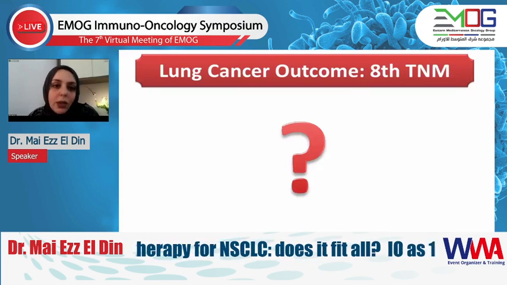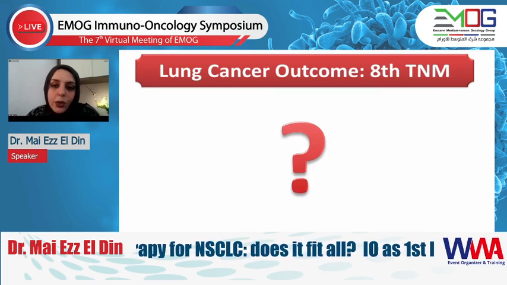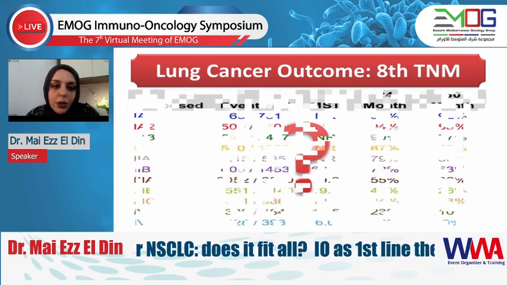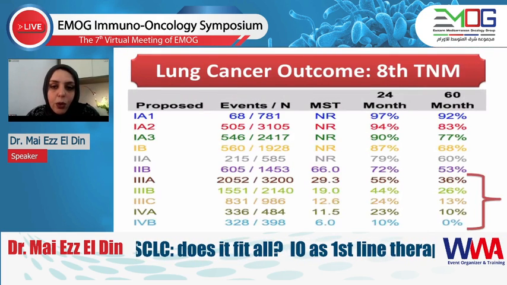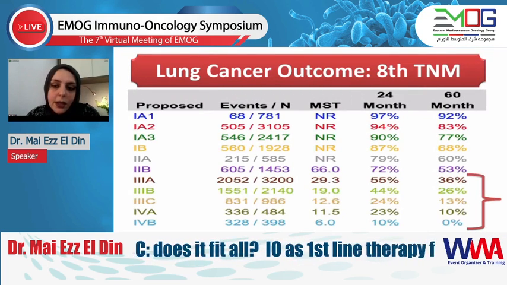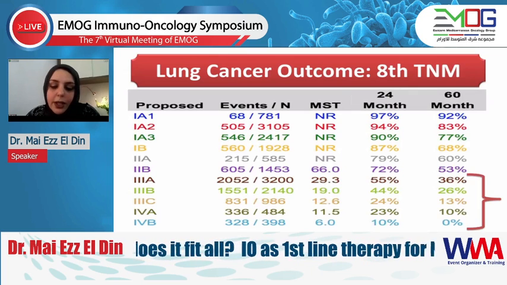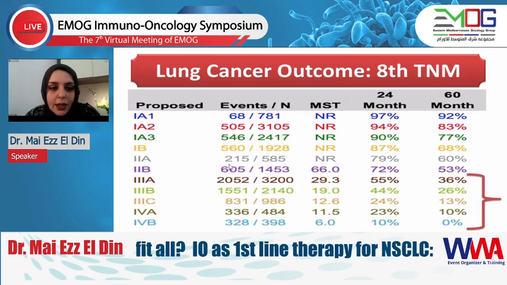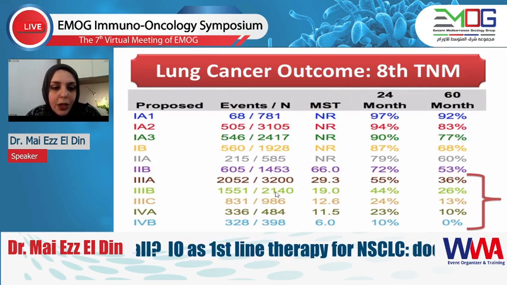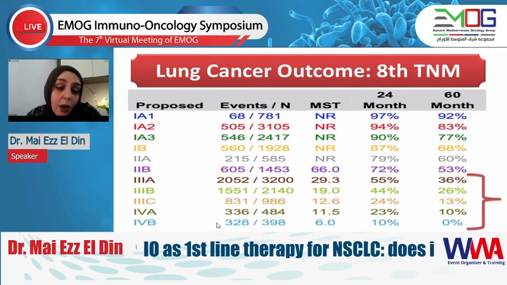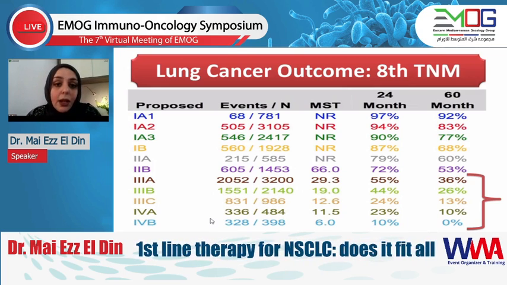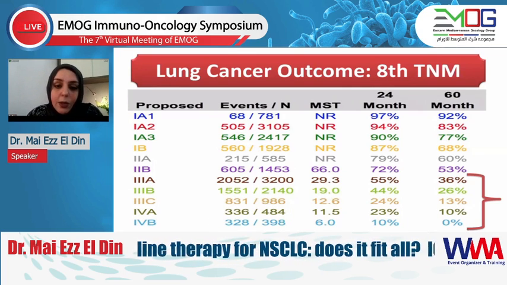And what is the outcome of lung cancer according to the latest staging system? Well, really, we're concentrating, as I said, on stage 3 and 4, where most immunotherapy lies currently. We can see that a big percentage of patients are in stage 3, and in our region of the world, I'm sure we all agree that we see a lot of advanced and metastatic cancer patients.